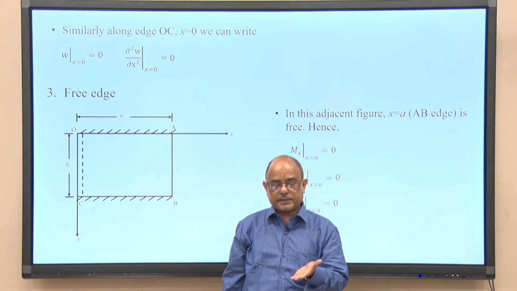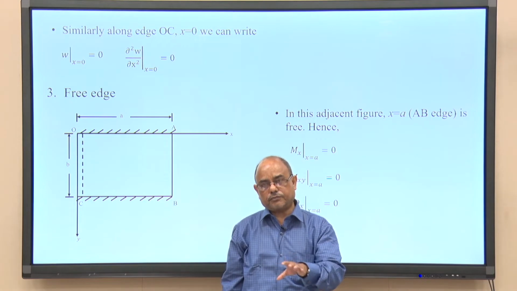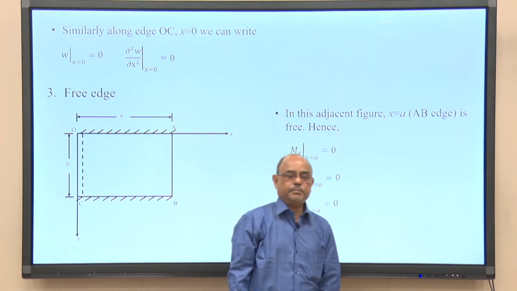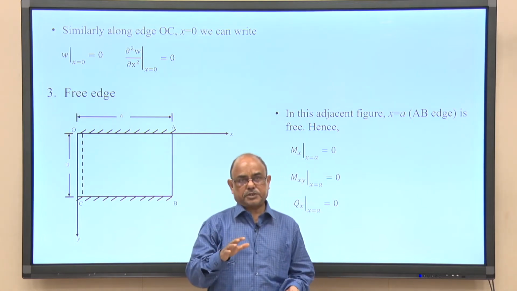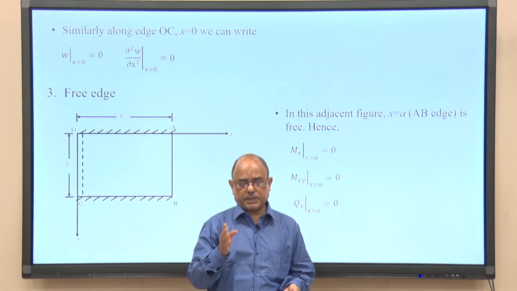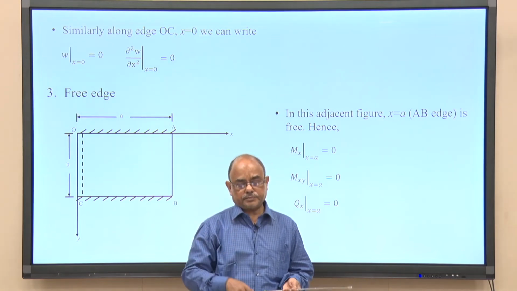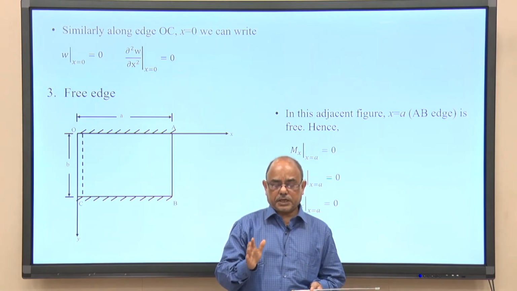So, in that case we have to impose the force boundary condition, that is, the condition for shearing force and bending moment. Now, in the plate you know that due to generation of shear stress there will be twisting moment. So, at the free edge we have three quantities to be vanished: bending moment 0, twisting moment 0 and shear force 0.